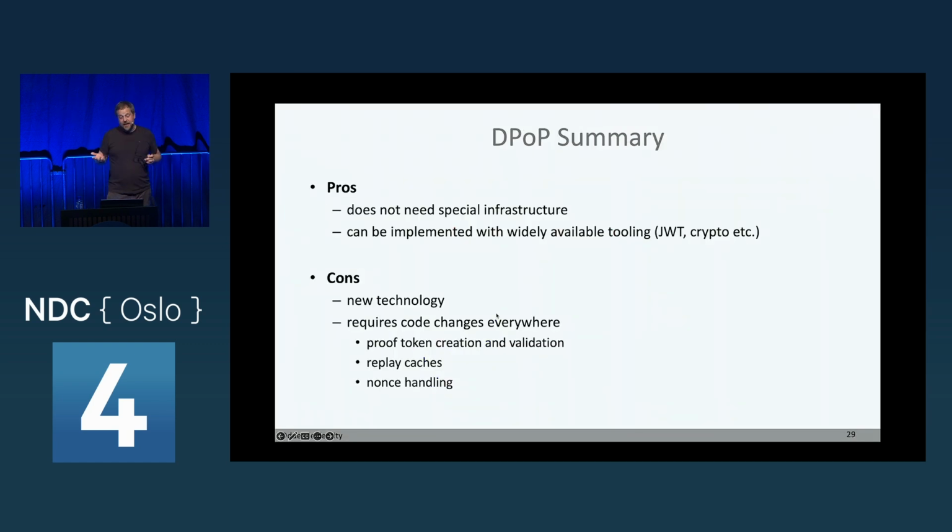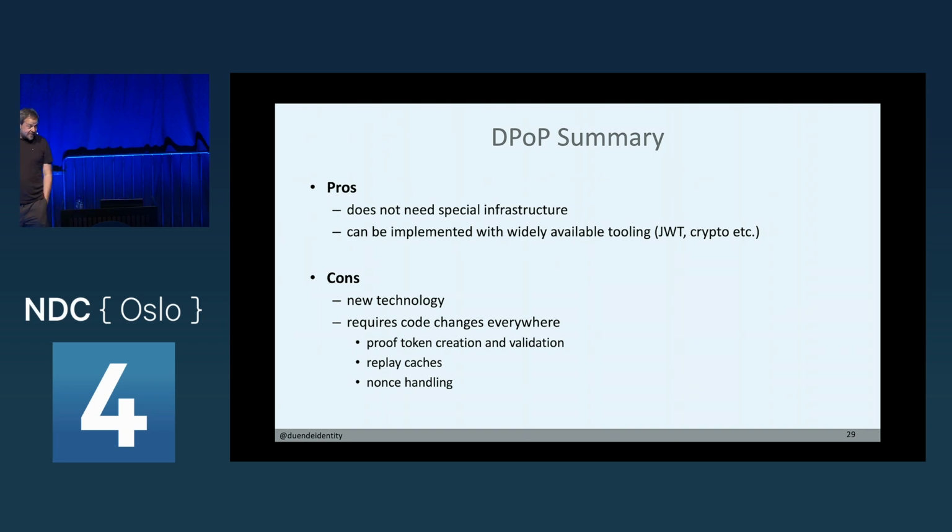So that's DPoP, right? The nice thing about DPoP is you don't need any special network infrastructure for that. It works over any network, and the actual cryptography that is involved is widely available. It's JSON Web Token, it's RSA, it's elliptic curves, right? So it can be implemented with any technology, basically, even in the browser. Not that I would recommend that, but you could.